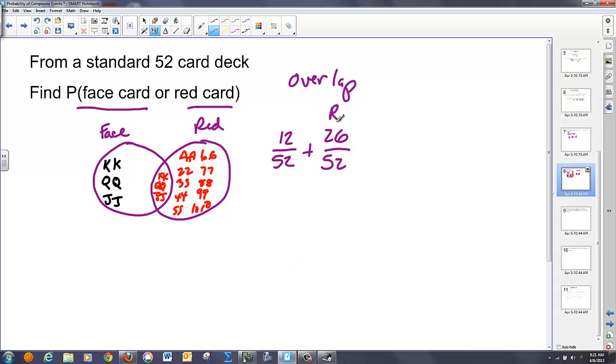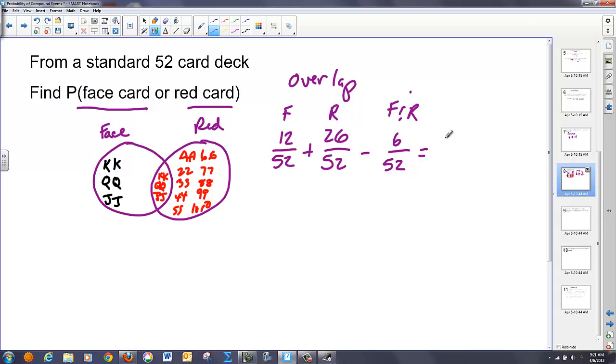This is red, and this is face cards. But I have an overlap of 6 of these. So really what I've done is I've counted these 6 twice, both in the red and in the face card. So what I have to do is take out that overlap of face and red. So I'm going to take out 6 of those, which means I'll now only count them once, and this will get me my final probability.